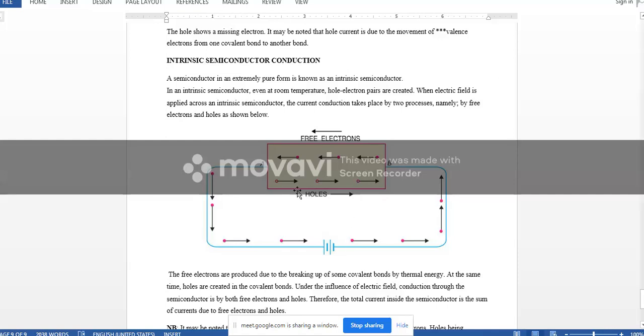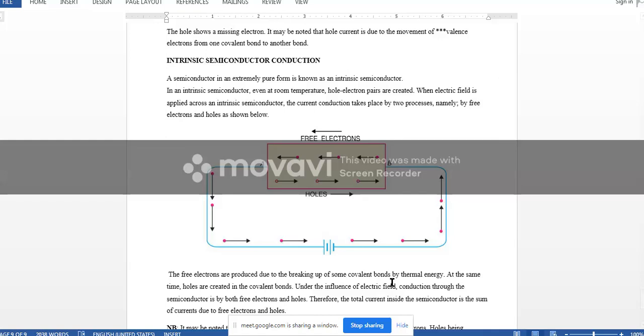So electrons are moving from point B to point A, and holes are moving from A towards point B. So this is the conduction of electric current in intrinsic semiconductors. As we summarize, we have looked at intrinsic semiconductors, what they are, the energy bands contained in intrinsic semiconductors, the effect of temperature in intrinsic semiconductors, and we have described the conduction in intrinsic semiconductors.